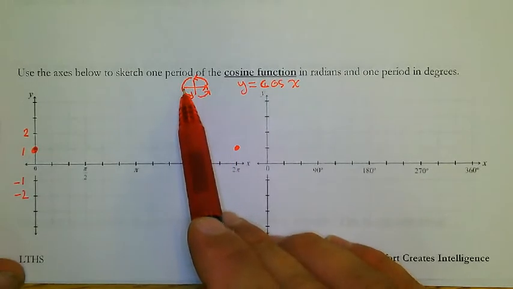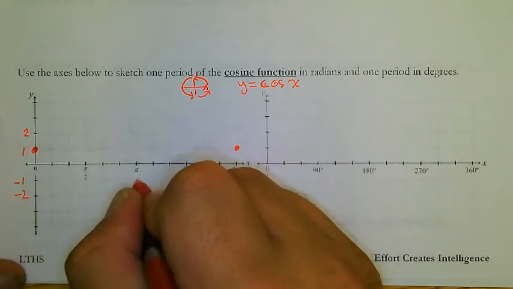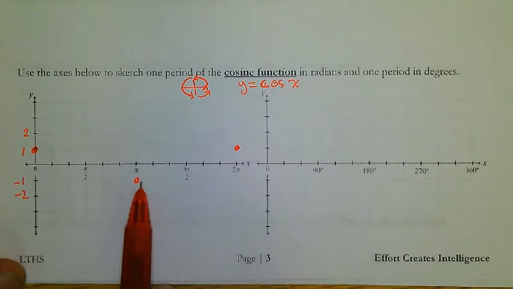Okay. Well, what about at pi? What if I was at half a revolution? What's the cosine ratio at pi? That cosine ratio is negative 1. So at pi, the cosine ratio is negative 1.